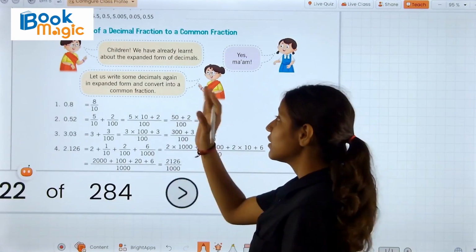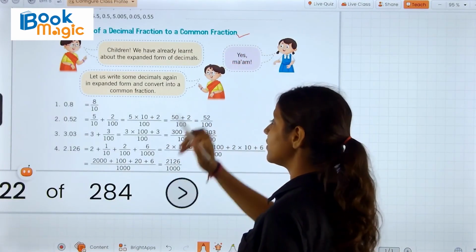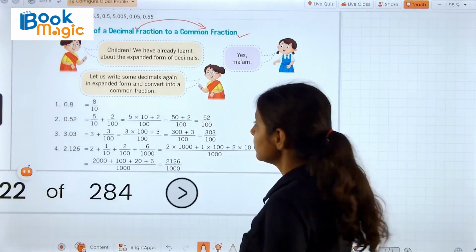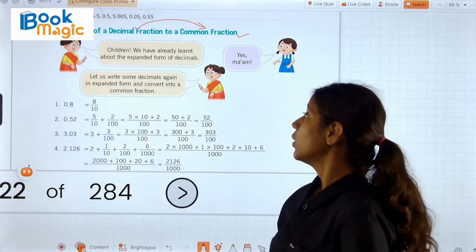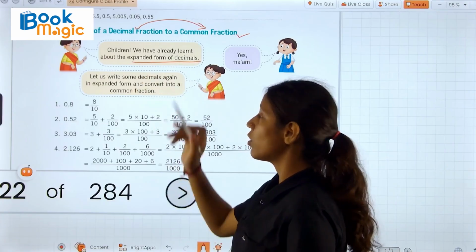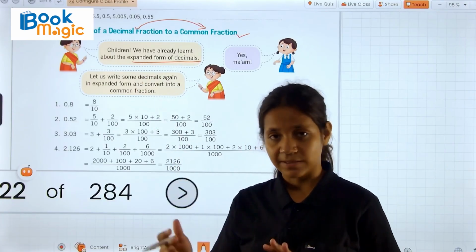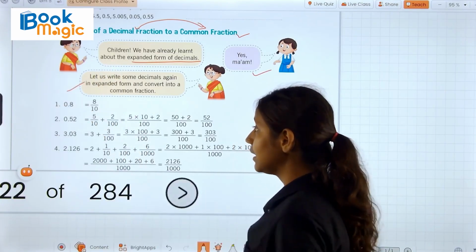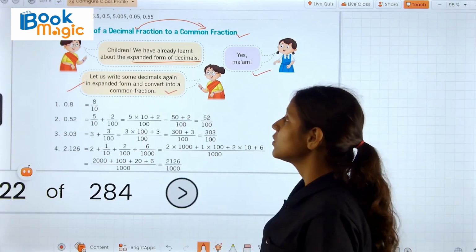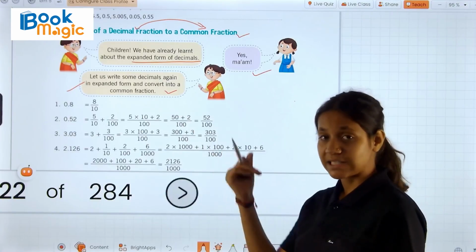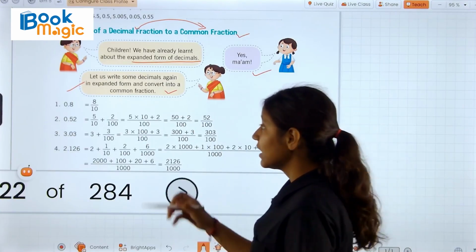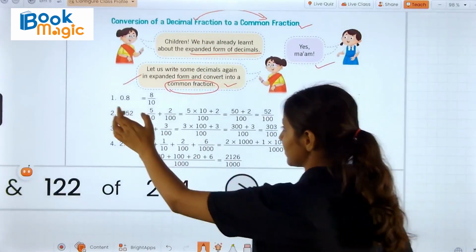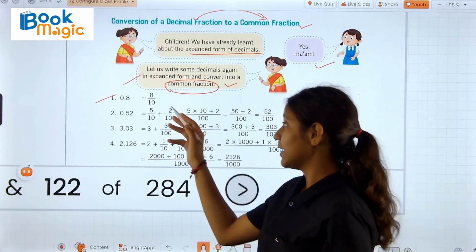So now we have conversion of a decimal fraction to a common fraction. We all know what a common fraction is. Now let us understand the conversion from decimal fraction to common fraction. The teacher is saying, children, we have already learned about the expanded form of decimals. Then the student replied, yes ma'am. Let us write some decimals again in expanded form and convert them into common fractions. So let's write them in expanded form. First we have 0.8. 0.8 means 8 by 100.